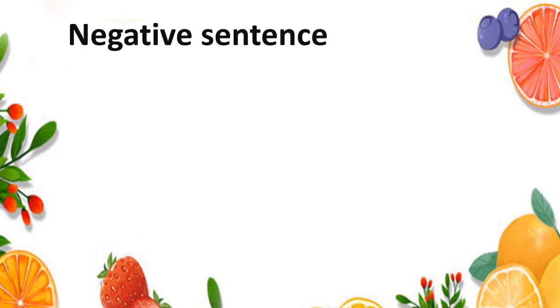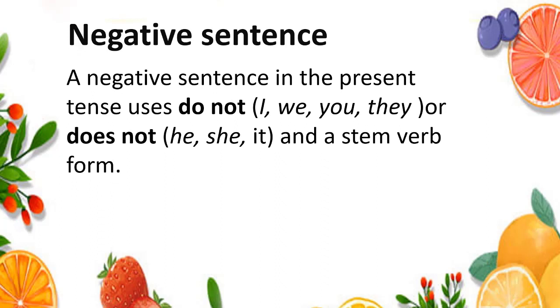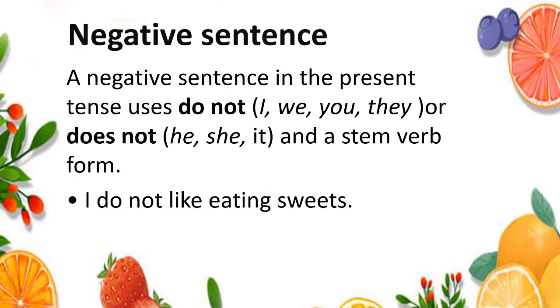And then in the negative sentences, we have don't or do not if the subject is I, we, you, or they, or doesn't if the subject is he, she, or it. And then we have the stem form. For example, I don't like eating sweets. Well, sweets are not good for my teeth. Probably not good also for your teeth. I don't like eating sweets. So here we have don't and like as a stem form.